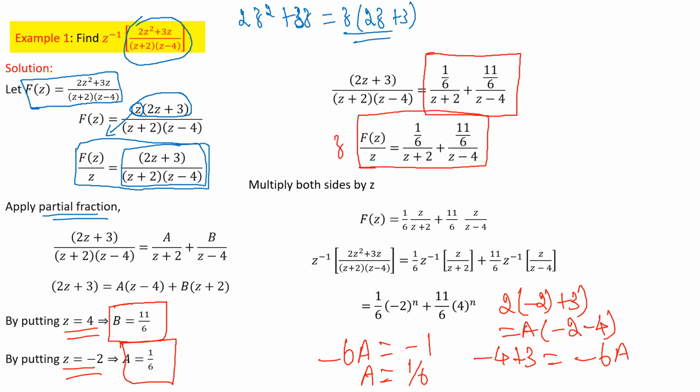So that means here we have z, here we have z, here we have z. These two get cancelled and this 1 by 6 we will take outside. From the second term, take 11 by 6 outside. So we have 1 over 6 z by z plus 2 plus 11 over 6 z by z minus 4.